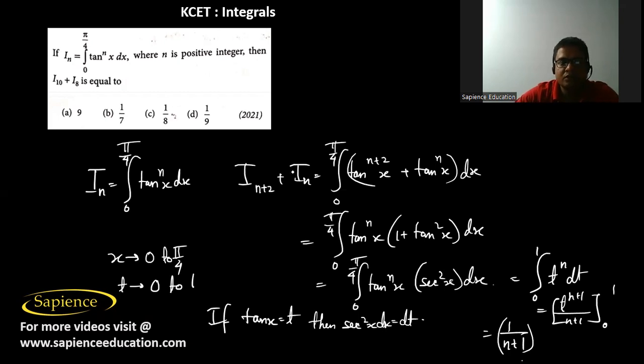Here, if I take n as 8, then n plus 2 will be 10, and therefore I10 plus I8 will be equal to 1 by (8 plus 1), which is 1 by 9. So option D is the correct answer.